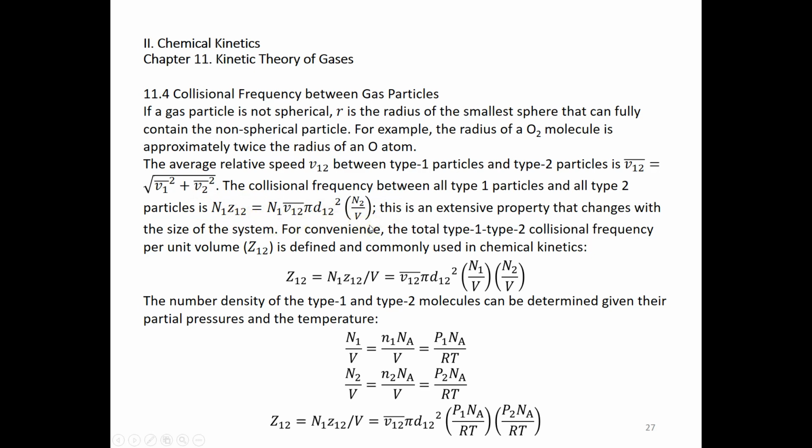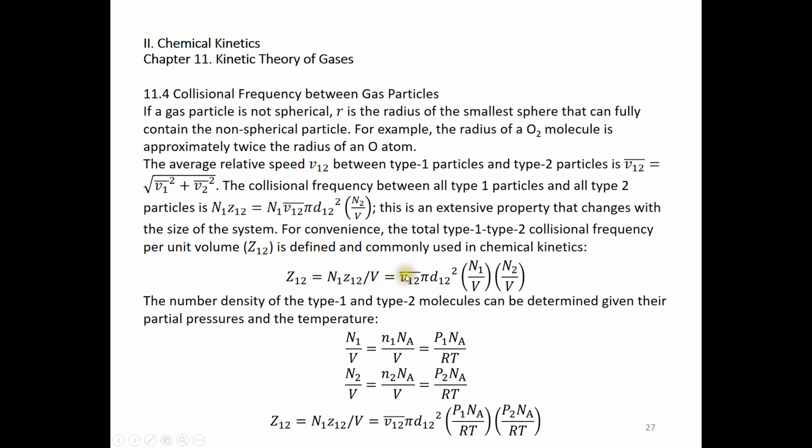But this equation is not very useful. This is an extensive property that changes with the size of the system. So for convenience, we want to have an intensive property that does not depend on the size of the system. So really we define this uppercase C12, which is the total collisional frequency between all type 1 molecules and all type 2 molecules, and then divided by volume, so per unit volume here. And this way we have an intensive property over here.